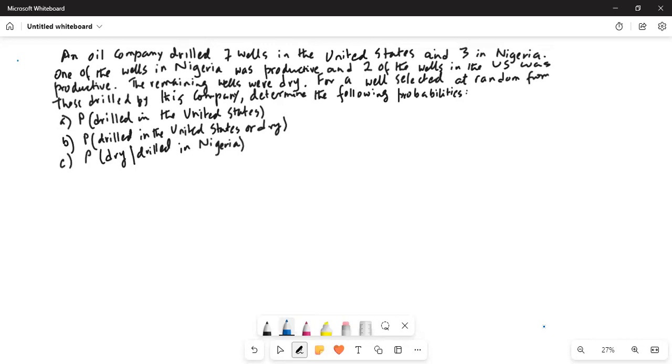An oil company drilled 7 wells in the United States and 3 in Nigeria. One of the wells in Nigeria was productive, and 2 of the wells in the US were productive. The remaining wells were dry. For a well selected at random, from those drilled by this company, determine the following probabilities. Part A, probability it was drilled in the United States. So let's do the solution.